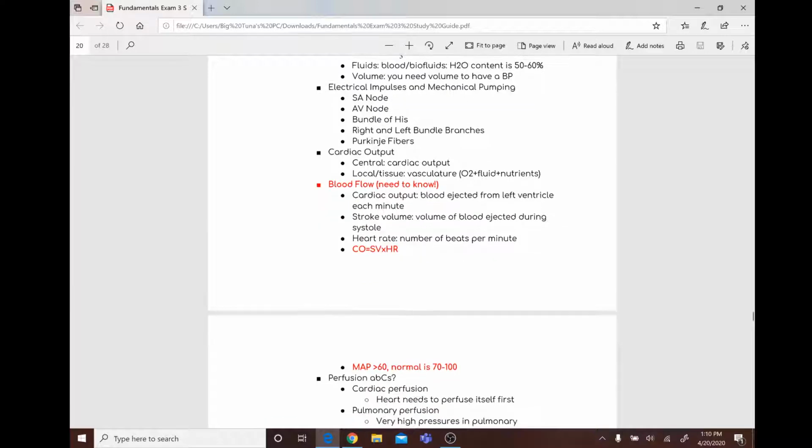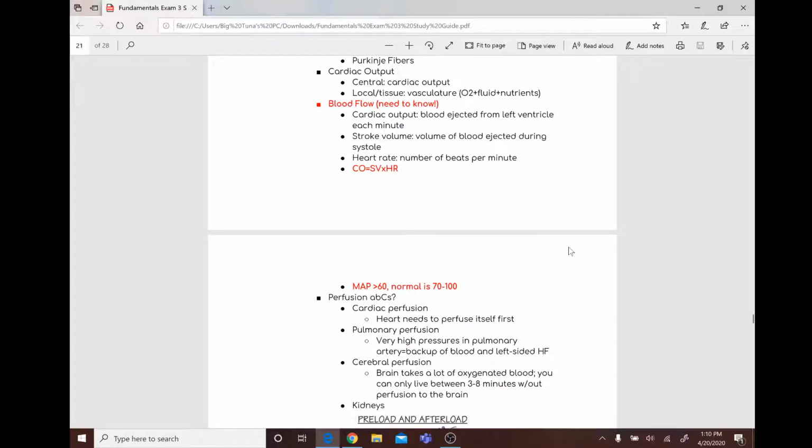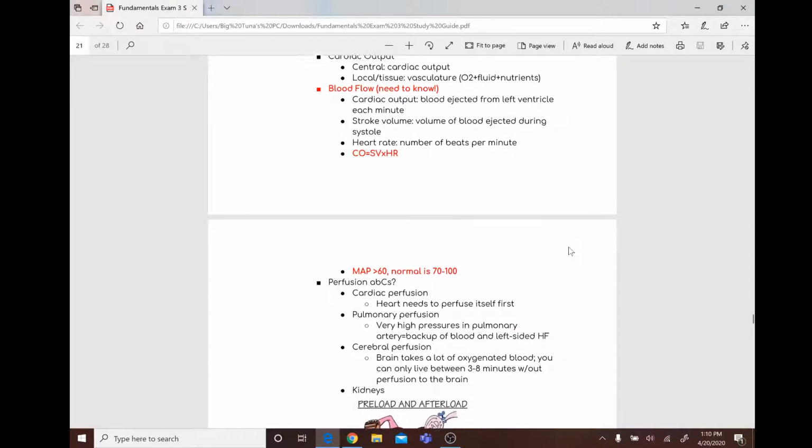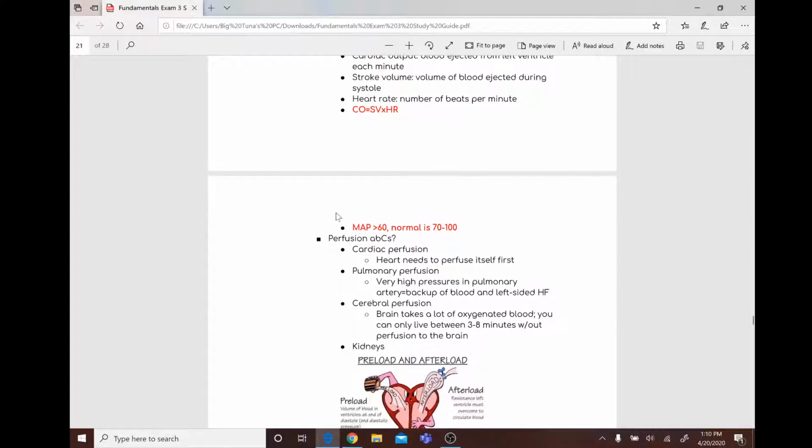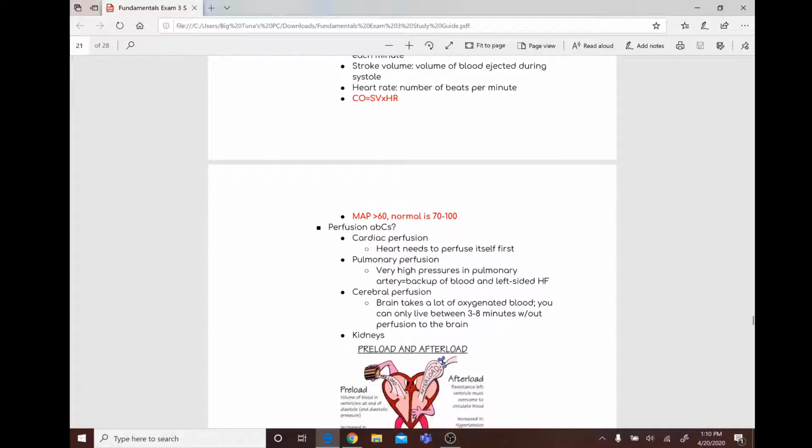What does cardiac output mean? Blood ejected from left ventricle each minute. What is stroke volume? Volume of blood ejected during systole. What is the formula for cardiac output? Heart rate times stroke volume. What is the normal MAP? 70 to 100, or greater than 60.